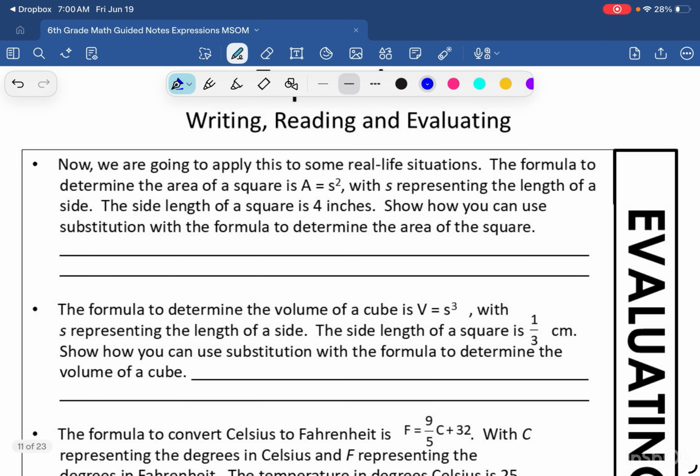So my formula is A equals S squared, and it tells me the side length S equals 4. So I'm going to substitute 4 in for S. So the area is going to equal 4 squared, which equals 16. So the area is 16 units squared.